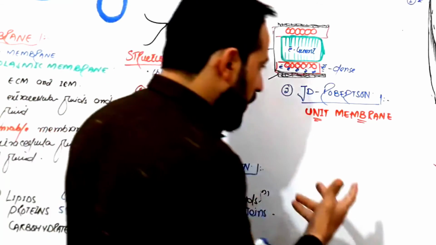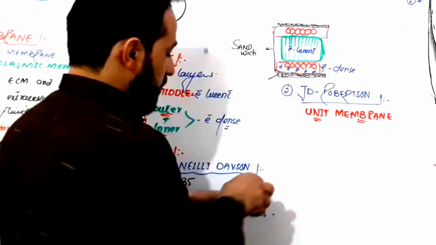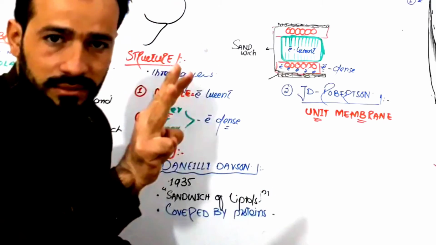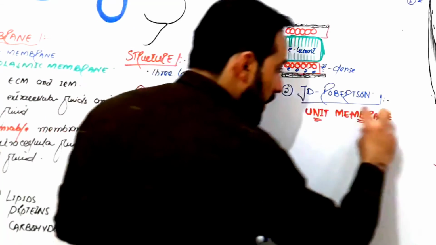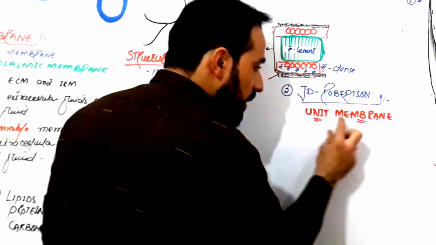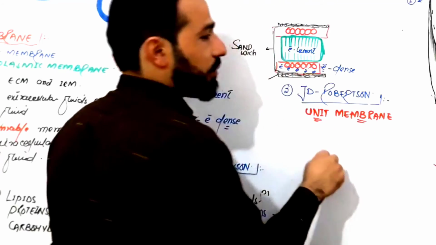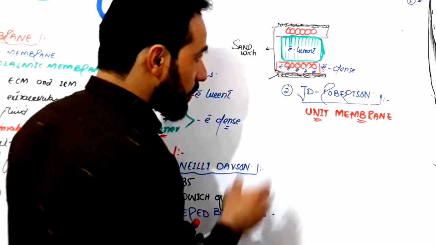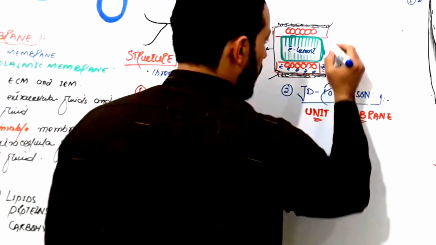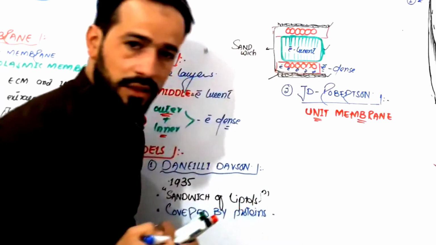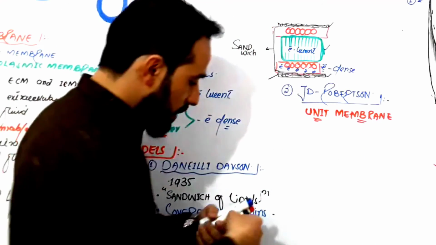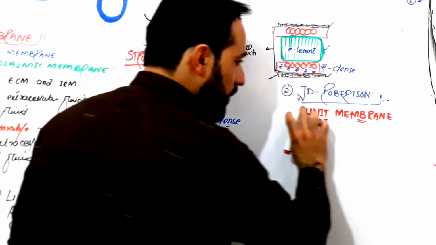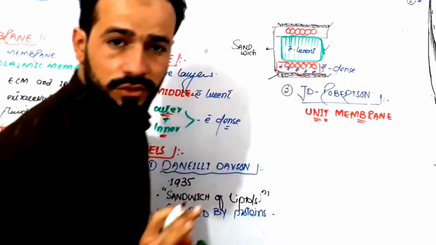Okay, then what does he say? He says that this one layer consists of three layers. In this one layer, the unit membrane itself is consisting of three layers. And what are those three layers? Look, this is the first layer, this is the second, and this is the third layer. So he says that the cell membrane is a unit membrane. The concept of the unit membrane was proposed by J.D. Robertson.